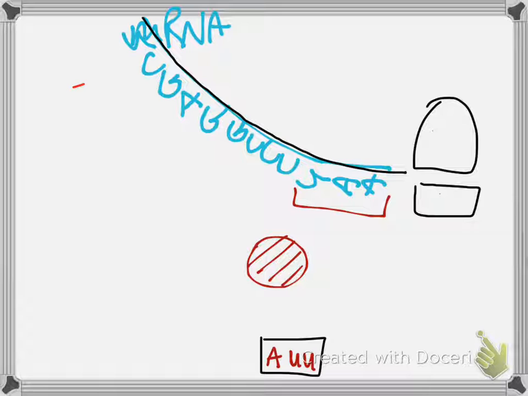This is how your cell makes what? What chemical are we making here? Proteins. And these amino acids end up bound together with peptide bonds, so they're sometimes called polypeptides. Okay?